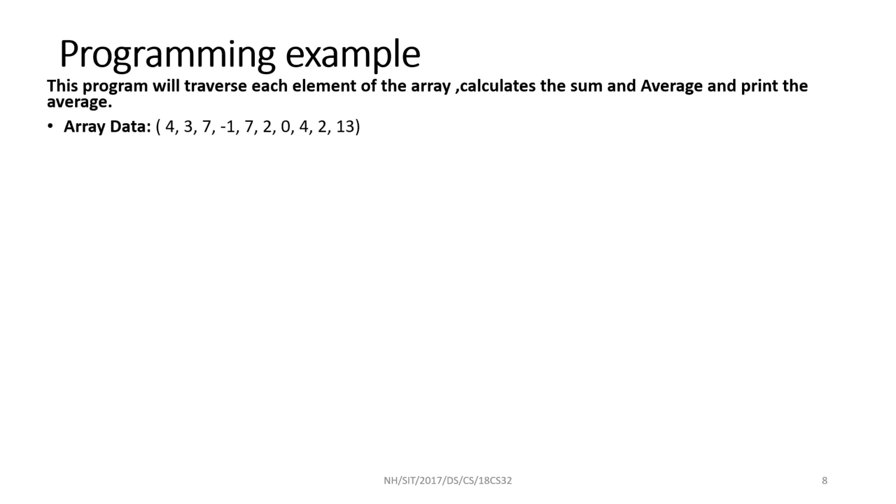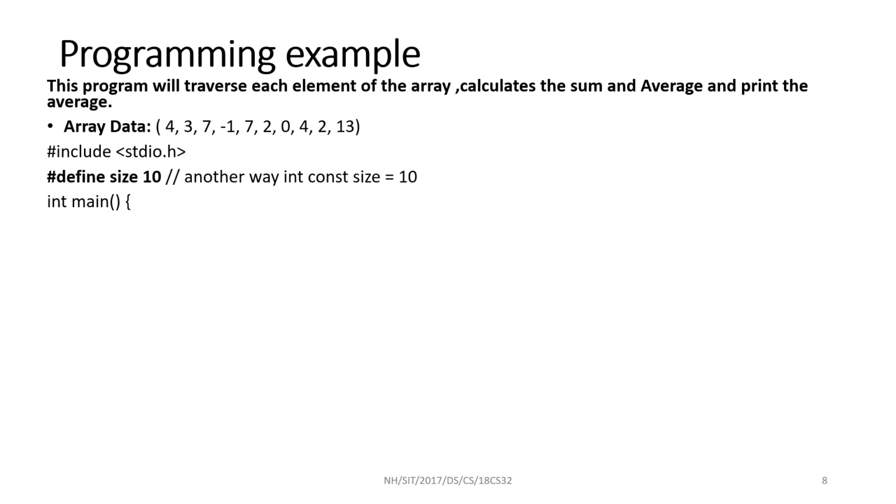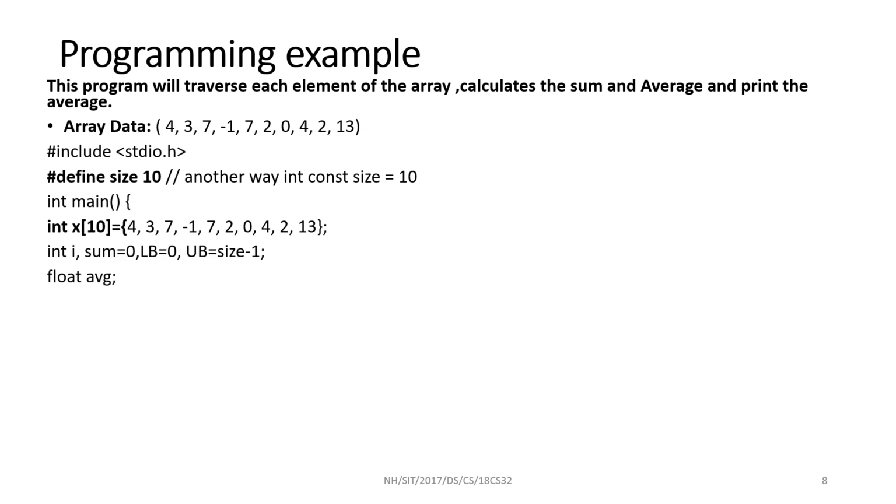Now, we'll take one example of finding out the sum of all the elements and finding out the average. This is simple. Just go through this. Size of this array is 10. Elements are 4, 3, 7, -1, 7, 2, 0, 4, 2, 13. We'll assume LB, lower bound, as 0, upper bound as size minus 1, 10 minus 1, 9. Initially we assume sum equal to 0, average equal to 0.0.